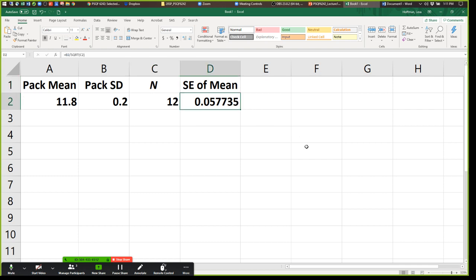So the standard error of the mean in this case is 0.06. Now what does that mean and how is it different than that one? The answer is level of abstraction. The pack standard deviation is how far off each can is on average from the mean from that pack. This number right here, the standard error of the mean, is how far off my pack mean is on average from the population mean.